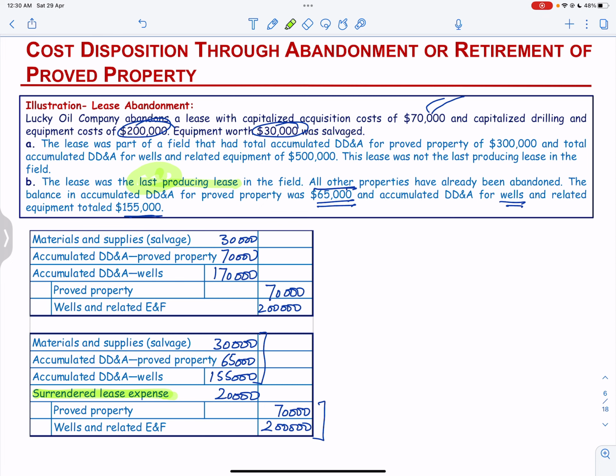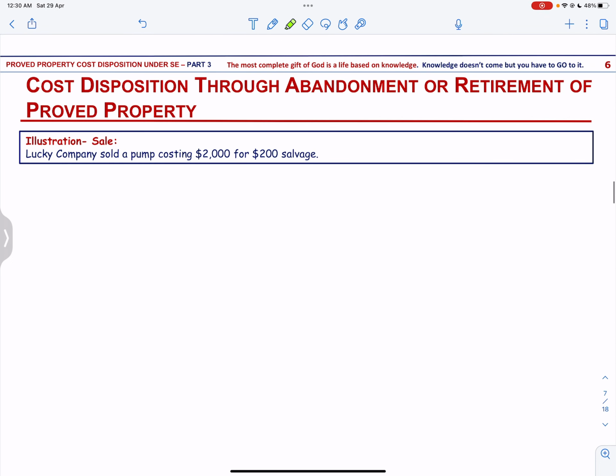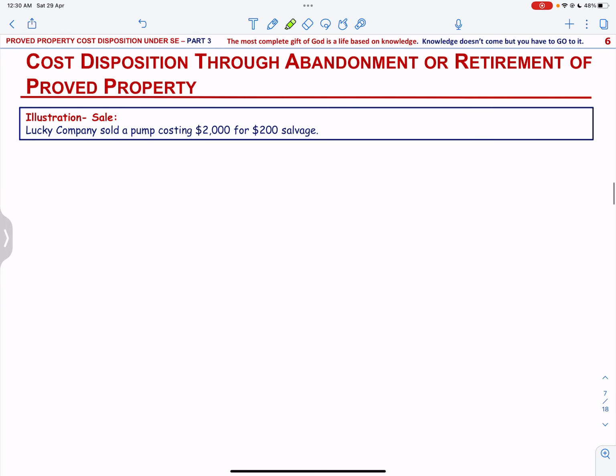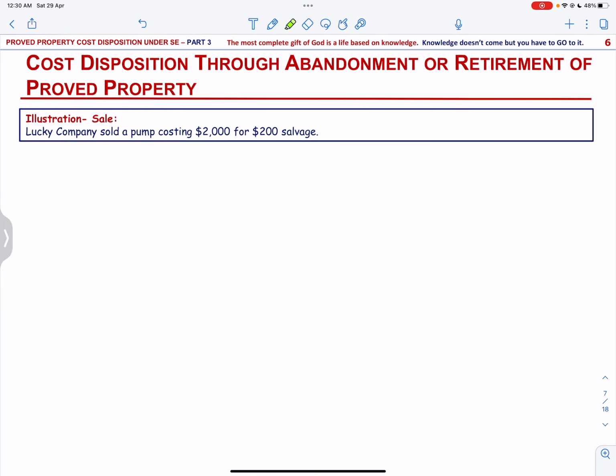Now, next, let us look into what happens in the case of sale. Lucky Company sold a pump costing 2,000 for 200 salvage value.